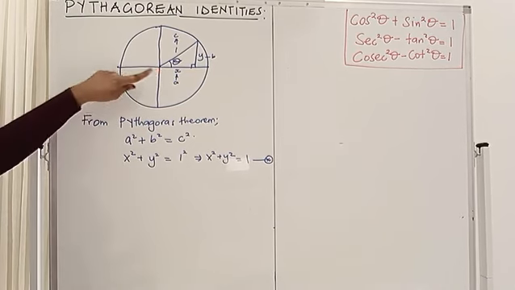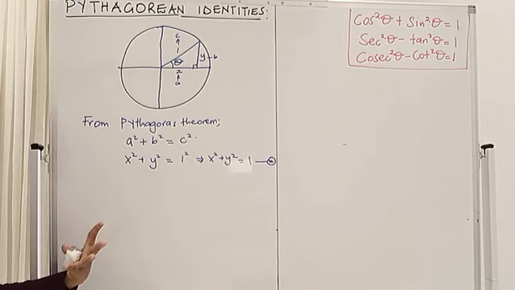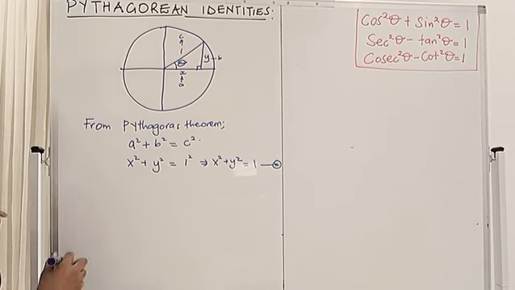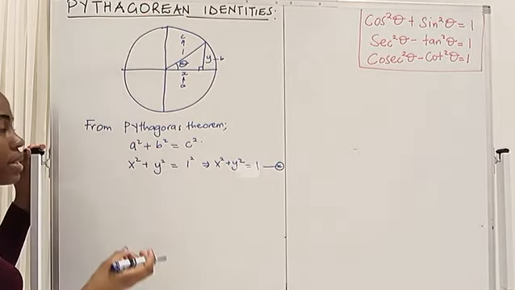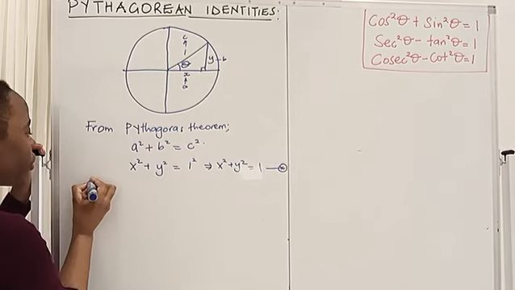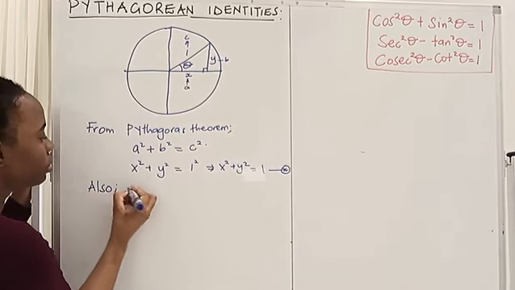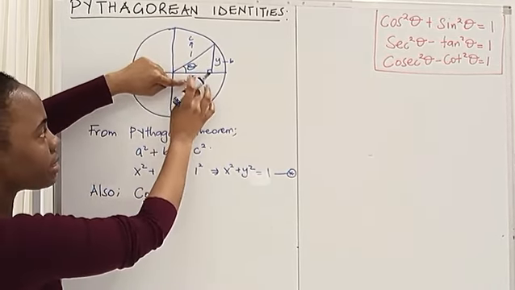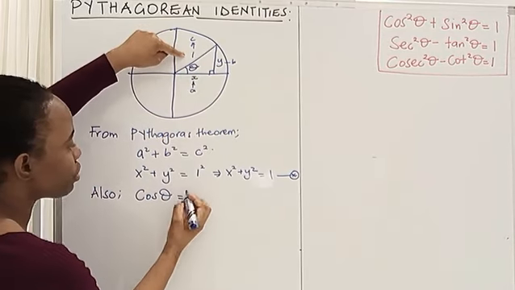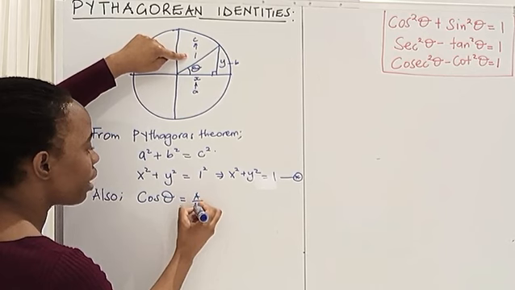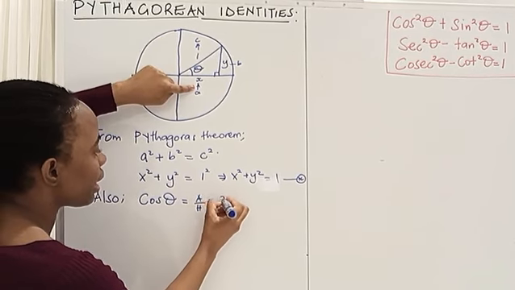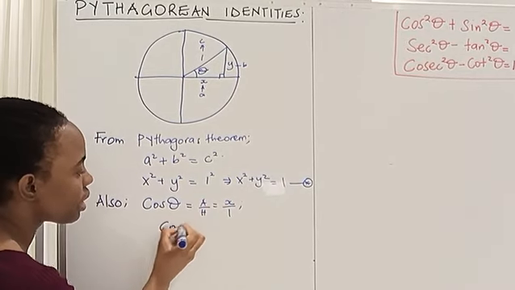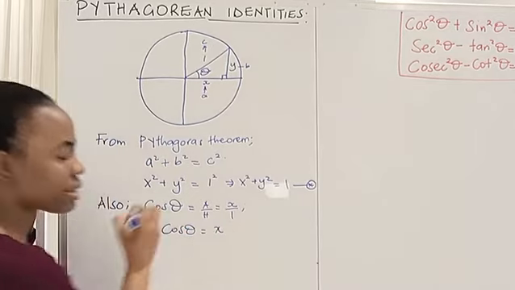Now the next thing we are going to look at the trig ratios, the relationship between the sides and the angle of that right angle triangle. So we are going to use cos and sine. We say that also cos theta is equal to, how do we get cos theta? It is adjacent over hypotenuse, and this is going to be x over 1. Therefore, your cos theta is equal to x.